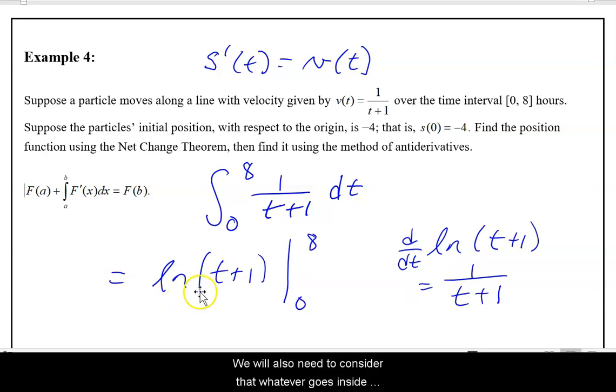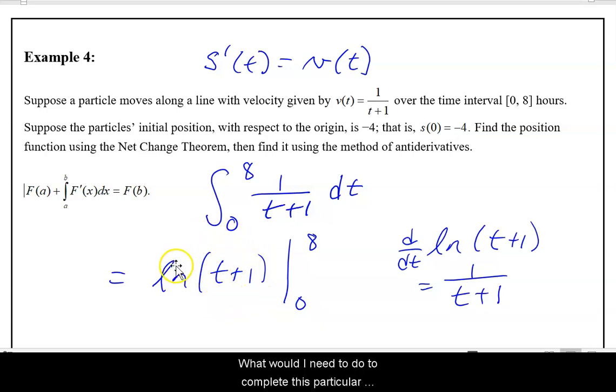We will also need to consider that whatever goes inside the natural log needs to be non-negative. So normally you would get absolute values here. However, because we have t plus 1, and I know the smallest that time can be is 0, I'm guaranteed that t plus 1 is always positive.